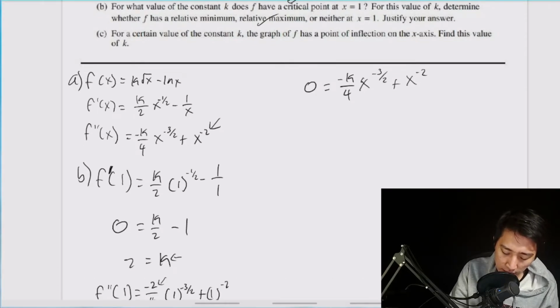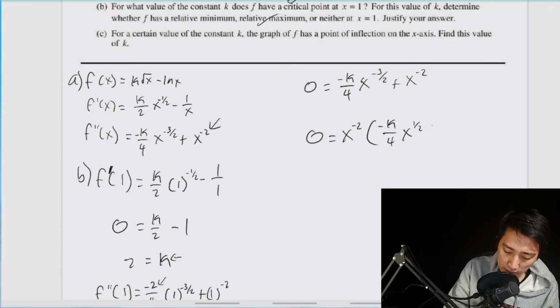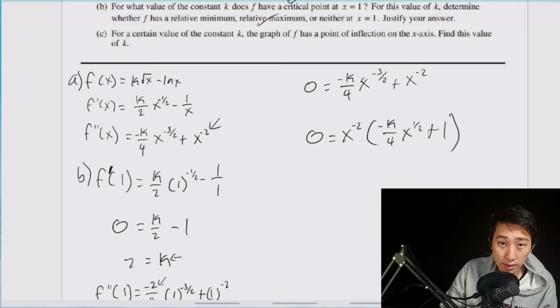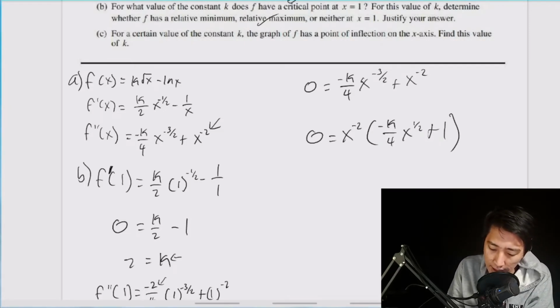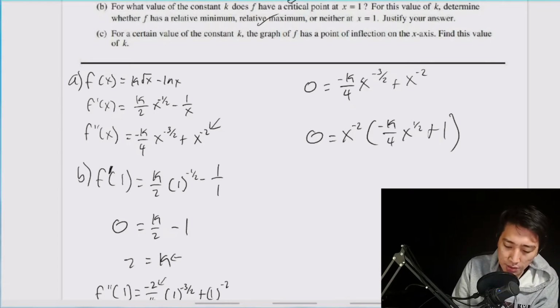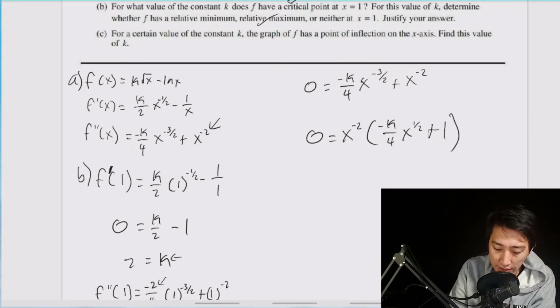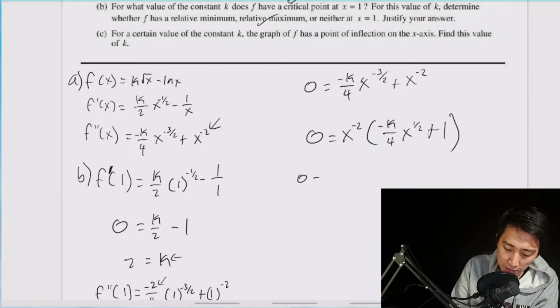And then from here, I'm going to say 0 equals, and I'm going to factor out a negative 2x. So then I have x to the negative 2 times negative k over 4 x to the 1/2 plus 1 equals 0. And then from here, we're going to do our zero product property again. So either x is equal to, well, x can't work because that's in the denominator, so this is going to be equal to 0. So what we're going to say is 0 equals negative k over 4 x.